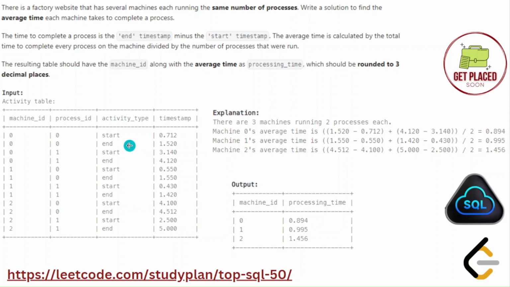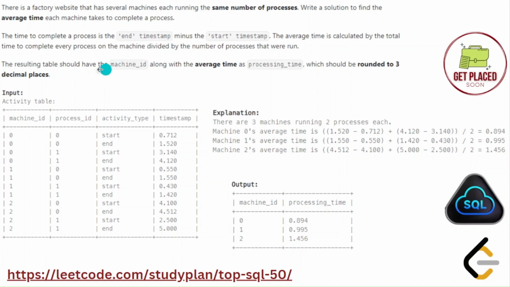Okay, so first understand for machine ID 0, for process ID 0 we will calculate the duration. How to do that? End minus start: 1.520 minus 0.712. Similarly for machine ID 0, process ID 1, we will calculate the duration: end minus start, 4.120 minus 3.140. And for machine ID 0, for these two processes, we need to calculate the average, right? So this plus this divided by 2. Why 2? Because there are two processes. So this is how we calculate the average.